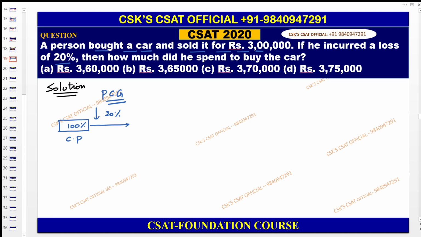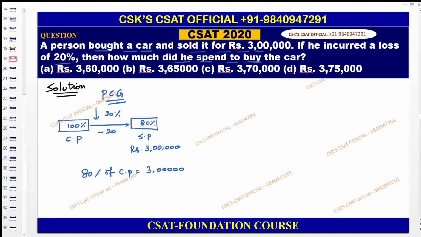So 20% of 100 is equal to minus 20. Just subtract this: 100 minus 20 is equal to 80%. This is nothing but the selling price. That selling price has been provided here, rupees 3 lakhs. They are asking you to find out how much he spent to buy. Whatever he is spending is nothing but your cost price. So 80% of the cost price is equal to 3 lakhs.